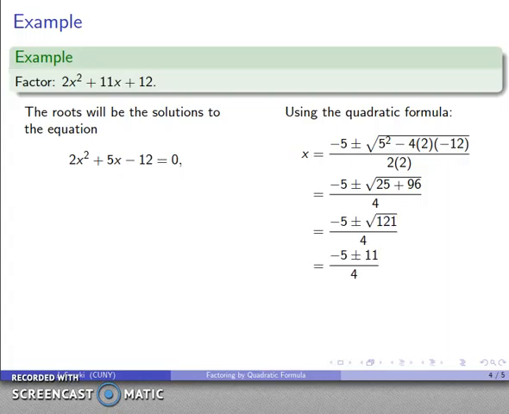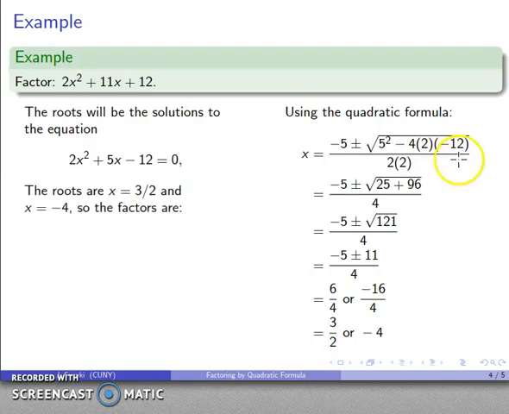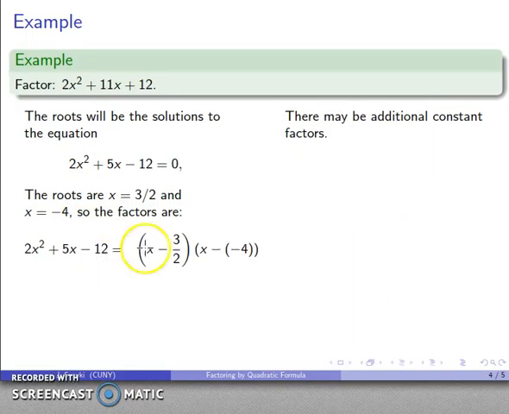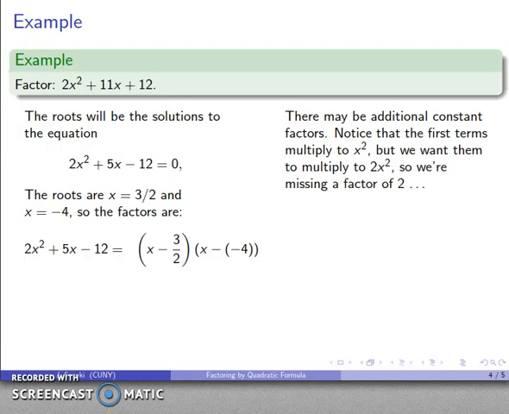And that gives me two roots, negative 5 plus or minus 11 over 4, otherwise known as 3 halves or negative 4. So again, I have two roots, x equals 3 halves, x equals negative 4. So that tells me I have two factors of x minus 3 halves, x minus the one root, x minus negative 4, x minus the other root. And the one qualifier here is that I may have some additional constant factors. So here's the thing to notice. If I expand the right-hand side, I get x times x, I get x squared, but I want a 2x squared, which means I'm missing a factor of 2, so I'll go ahead and throw that factor of 2 in.